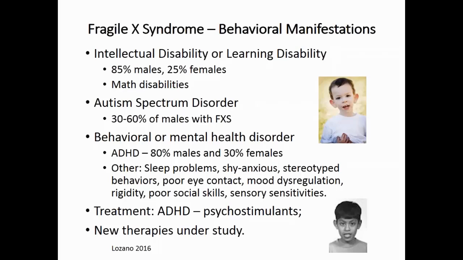Treatment for the ADHD with traditional psychostimulants or SSRIs for their anxiety may be helpful, but newer treatments are being studied at this time, particularly for the behavioral dysregulation that can accompany Fragile X. Individuals with the full mutation have a normal lifespan and thus need support throughout life.